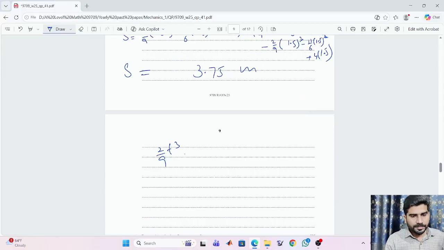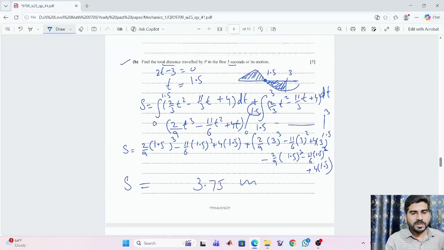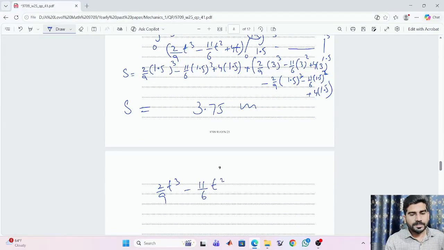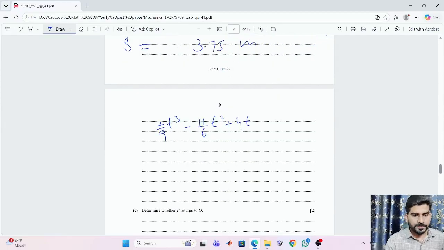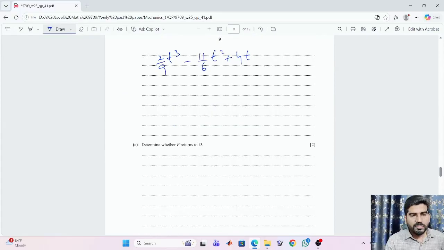9t cube minus 11 over 6 t square plus 4t. This is our equation. So we want to find whether it returns to O or not. So we can just see this: it will be 2 over 9 t square minus 11 over 6 t plus 4. It's a quadratic equation here.